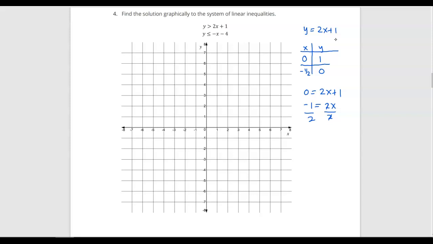Now, then you plot those 2 points here. So you have 0, negative 1. And then the other point will be negative 1/2, 0. So this is the other point. Then you go back to the given inequality, and notice here that you do not have an equality symbol. So you have a strictly greater than symbol. So that means that you're going to connect the 2 points here with a broken line, with the dashed line.